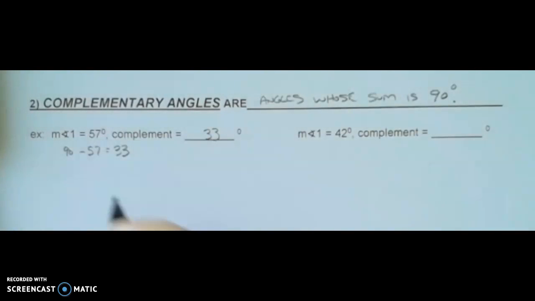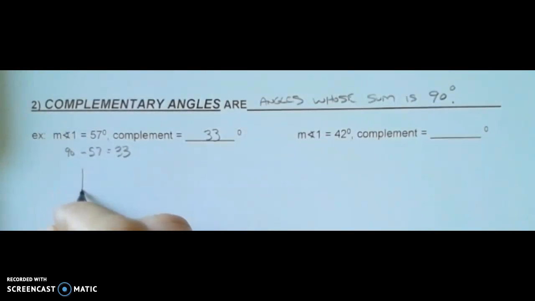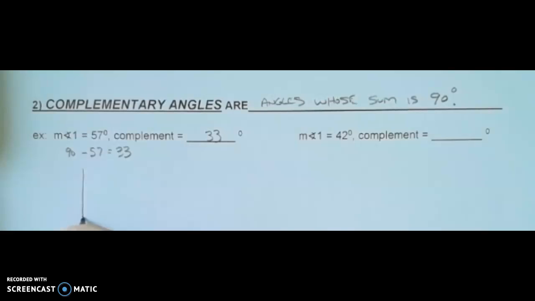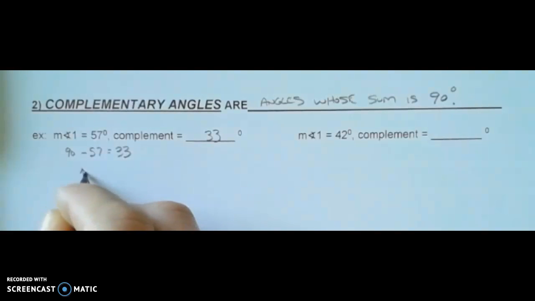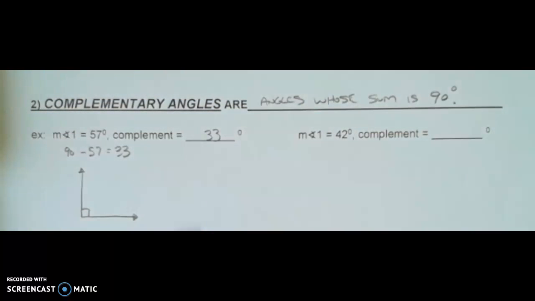Okay, and we can draw a picture of what that would look like. Remember, the two angles add up to 90 degrees, so they make a right angle. So let's draw a right angle. Okay, and we know that this is what a right angle looks like. But it's not just one angle. It was two different angles that made up the right angle. So I'm going to draw in another ray like this.